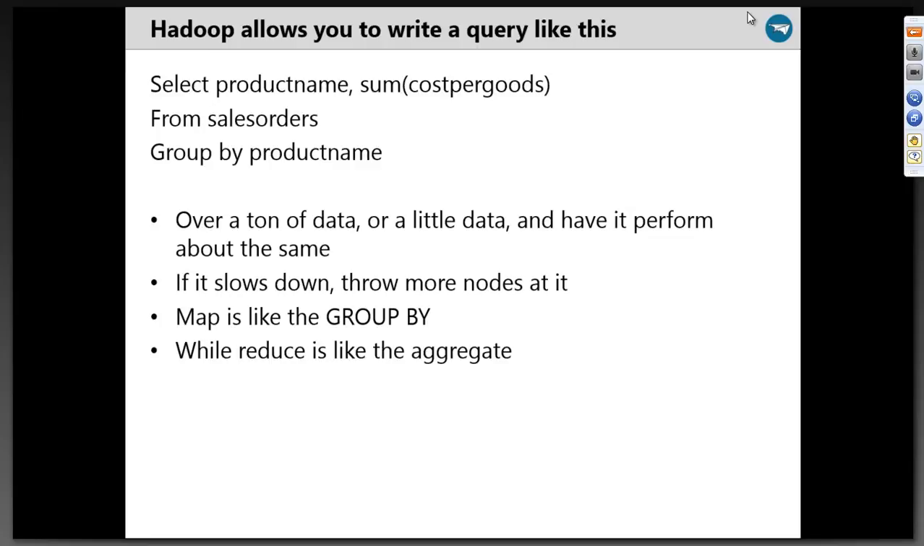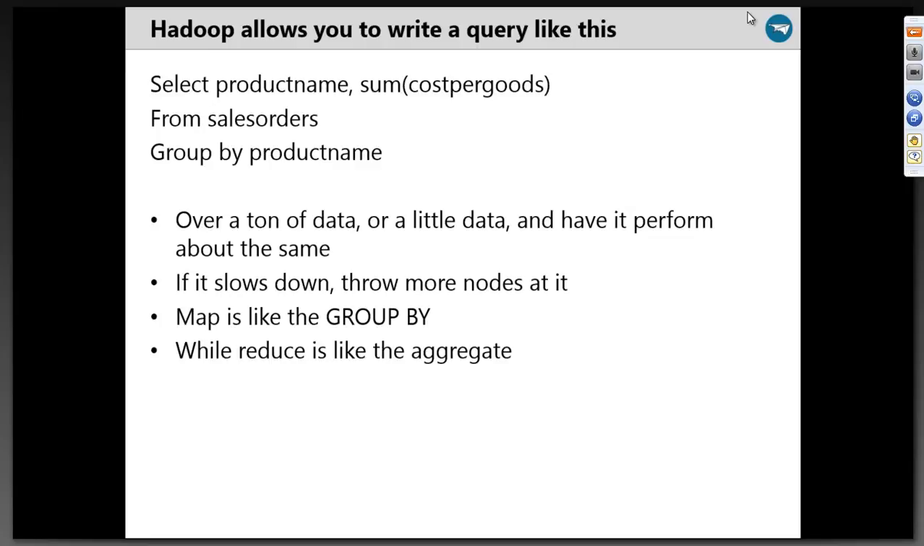Now, if it's a ton of data or if it's a little data, we want it to perform about the same. We want it to perform at least in a predictable manner. It might not be fast, but we know that no matter if it's a little data or a lot of data, we're going to get our answer back in 24 hours or 6 hours or however long we think is acceptable. And if it slows down and it gets a little bit slower to run this query, we want to just be able to throw more nodes at it until it speeds up again.